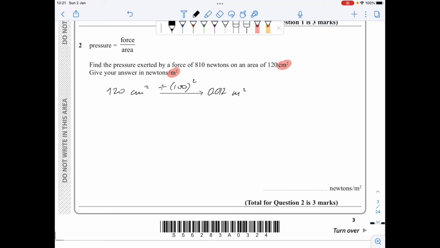0.012 meters squared. So the pressure is equal to 810 over 0.012, which will give me 67,500 newtons per meter squared.